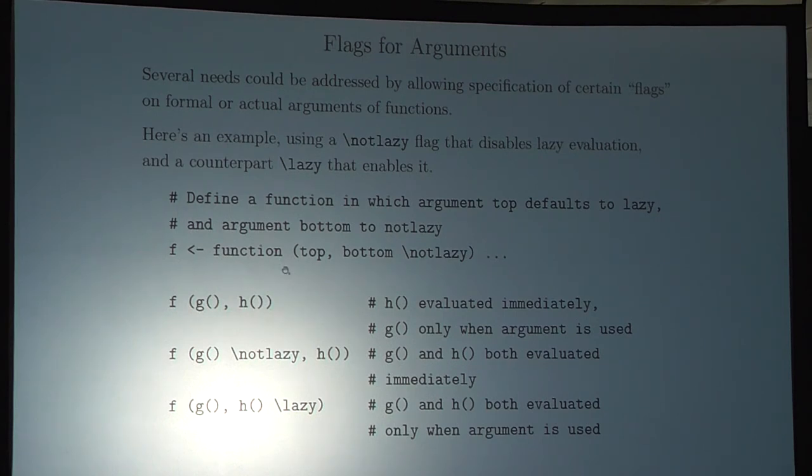So here's the definition of a function that has two arguments, top and bottom, and the second argument is flagged as being not lazy. Of course, the first one is, as at present, by default lazy. Everything's by default lazy at the moment, but here we say it's not lazy. And then if we call f of g and h, h is evaluated immediately because it's not lazy. G will only be evaluated when someplace in the function f it gets referred to. But we could override that for this first argument by putting a not lazy flag on the actual argument. And similarly, we could override the not lazy part by putting a lazy flag on the actual argument.